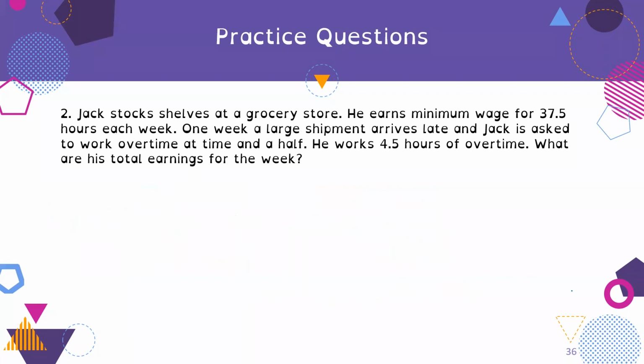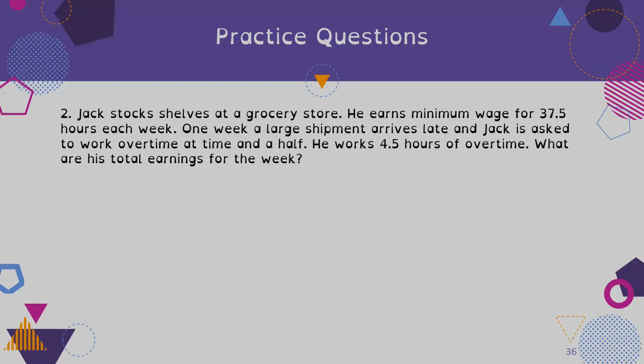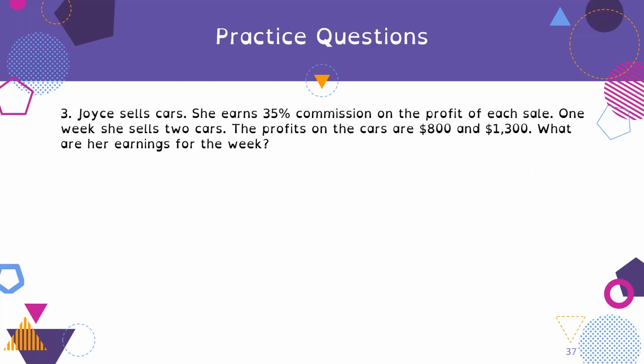Okay. Practice question number 3. Joyce sells cars. She earns 35% commission on the profit of each sale. 1 week, she sells 2 cars. The profits on the cars are $800 and $1,300. What are her earnings for the week?